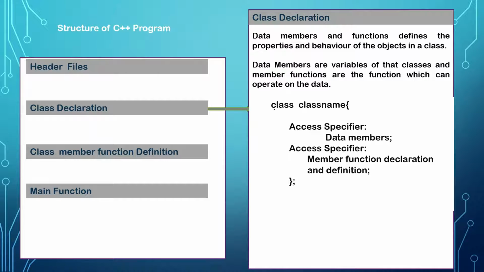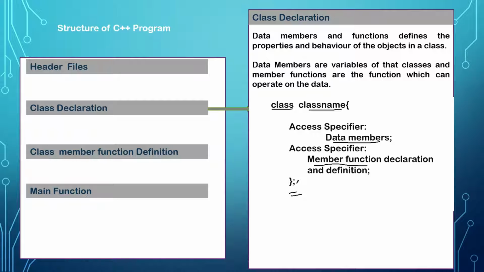See here, we are declaring a class. Class is a keyword, followed by the class name, access specifier, and data members. First you declare a data member here, and then declare a member function that we are going to use in our code. You close the class with a semicolon at the end.